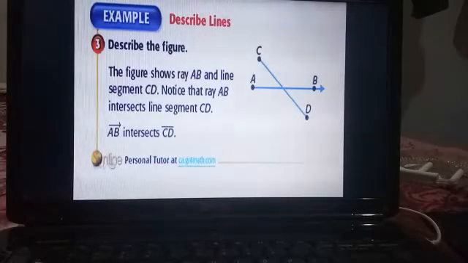See here the example. Here AB and CD, two things are given. Because in AB only one arrow is there, AB is a ray, and CD having no arrows, therefore CD is a line segment. Here we can say the line segment CD is intersecting ray AB, or ray AB is intersecting line segment CD.